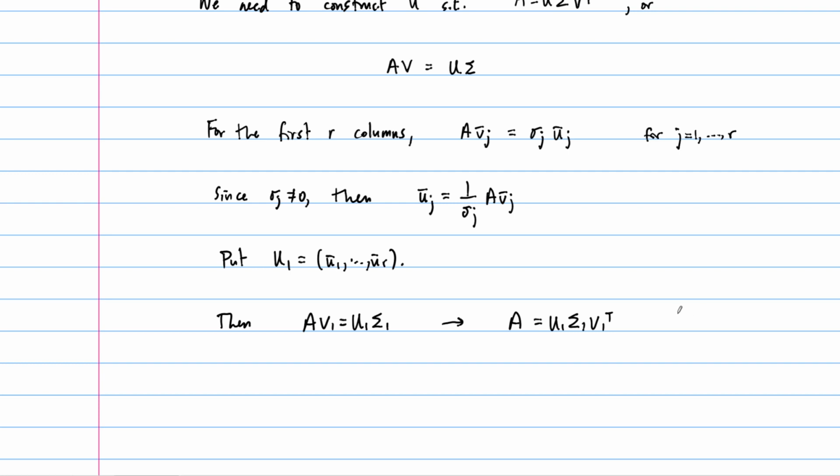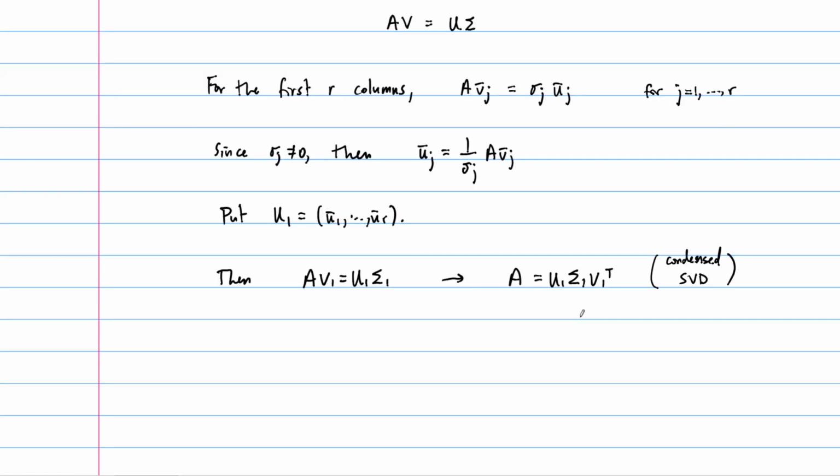We'll see later that for a lot of applications, this is actually what people use. This is called the condensed form, so the condensed SVD. It's not the full SVD. We're not done yet. We haven't found the rest of the columns of U yet. But this is the condensed SVD, and in many applications, this one is enough.